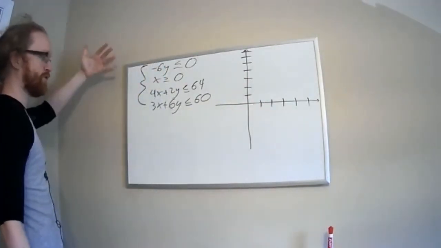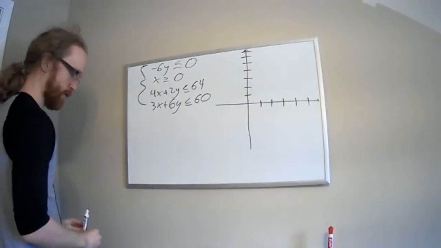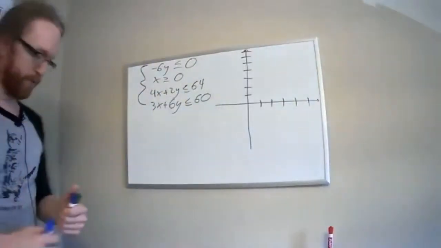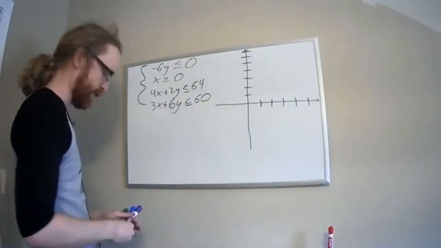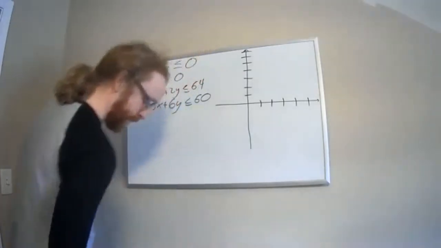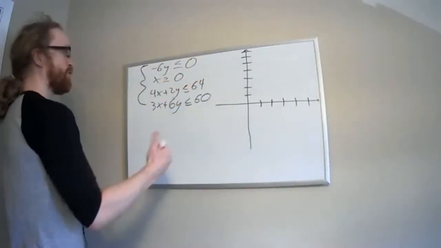So we'll just approach this the same old way that we always would. Okay, so let's approach this like we did last week. I'm just going to go one by one and graph each of these inequalities, and then we're going to look for where everything overlaps in the end, and that's our solution. So let's do this one first.